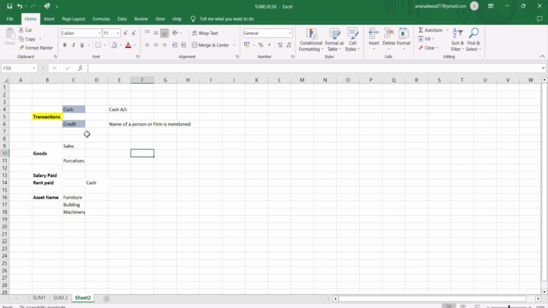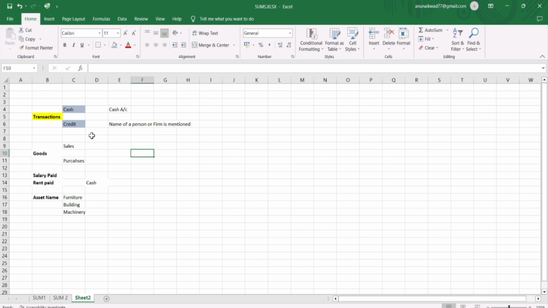When can we know that the transaction is a credit transaction? Here the identification is the name of the person or the name of the firm. For example, goods bought from Mrs. Swati, rupees 10,000. Here there is no mention of cash; we have not received cash. So the name of the person is mentioned, and this is termed a credit transaction. When the word cash comes into the event, it is termed a cash transaction, or else it will be a credit transaction.